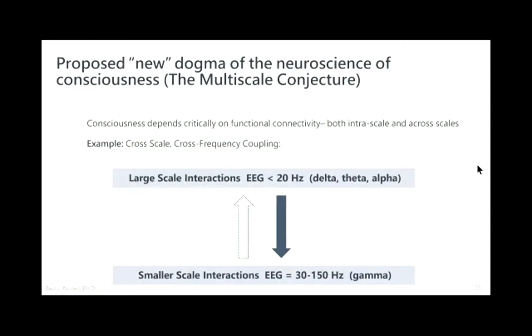So here's an example: a large-scale EEG produced globally, mostly less than 20 hertz, and at the same time, smaller scale interactions produced at smaller scales and at higher frequencies, and these interact with each other. So this is thinking back to the violin body up here and the violin strings down here. These interactions take place both across spatial scales and across frequencies.